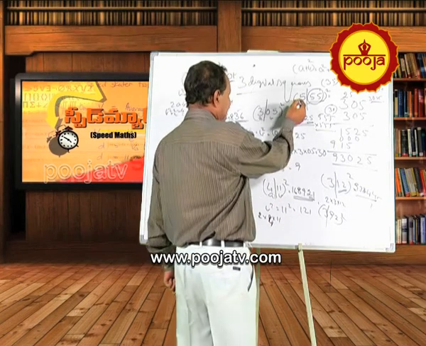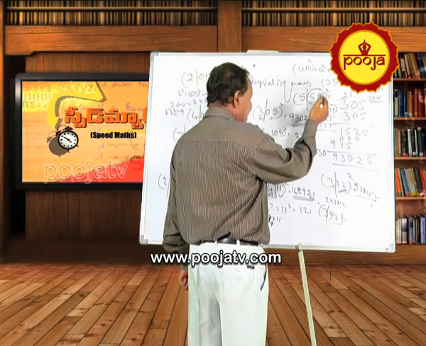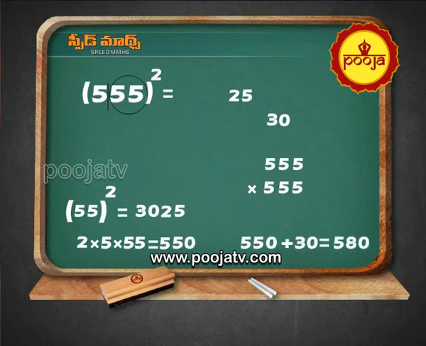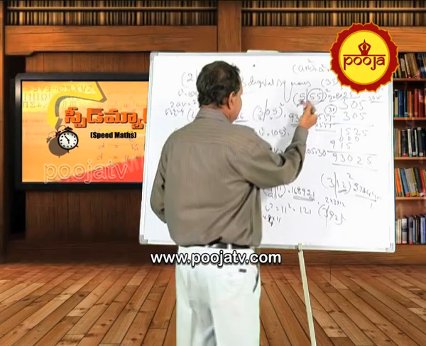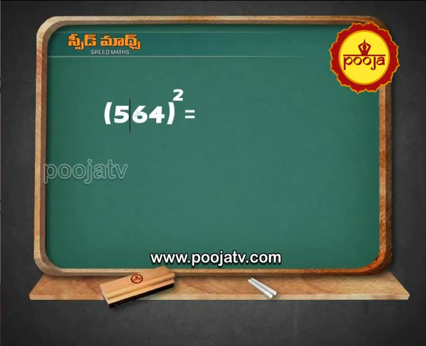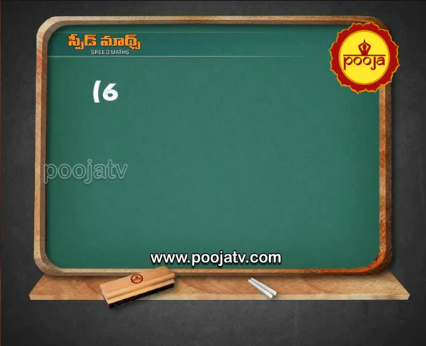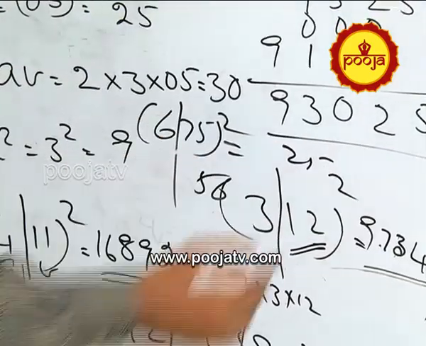Then 2ab, 2 into 5 is 10, 55 into 10 is 550, 550 plus 30 is 580. 2 into 5 into 55 equals to 550, 550 plus 30 equals to 580, 80 here, 5 outside, 30 here. Suppose if it is something like 64 or 43, you cannot do, because 43 square you do not know. But 55 square you know, and 675 you can do, because 75 square you know, it is ending with 5. So 75 square is 7 into 8 is 56, 5 fives are 25, 5625, write 25, keep 56 outside, 6 twos are 12, like that you can do.